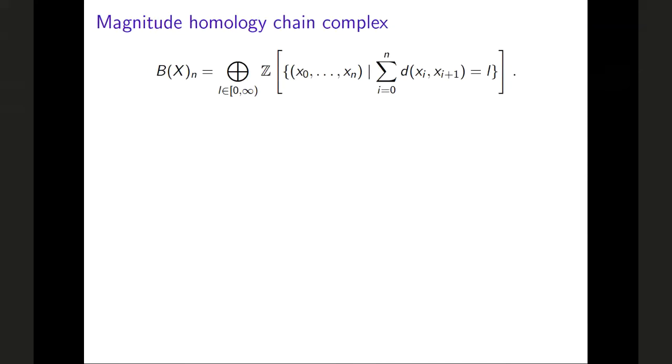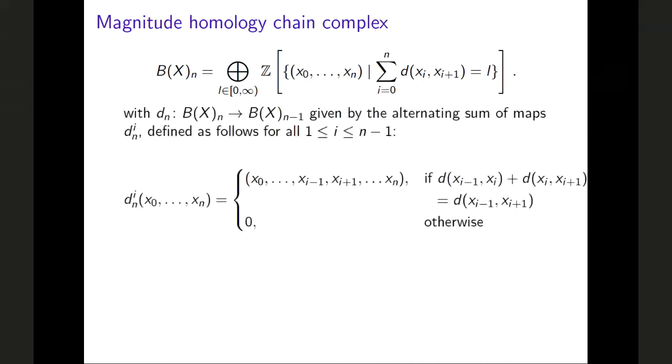So they introduced the magnitude homology chain complex, which is a chain complex which in degree n is given by a graded abelian group, graded by positive reals, and the homogeneous piece of degree L is given by the free abelian group on ordered tuples of points in the metric space, so that the sum of the pairwise distances is exactly L.